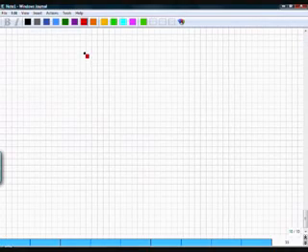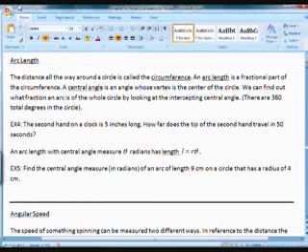And I hate when they use L in formulas because it looks like a 1, so I'm going to put a big L there. That's arc length equals the radius times your angle. Formula, if you want to use it, memorize it. It says find the central angle measure of an arc length 9 centimeters on a circle that has a radius of 4 centimeters.